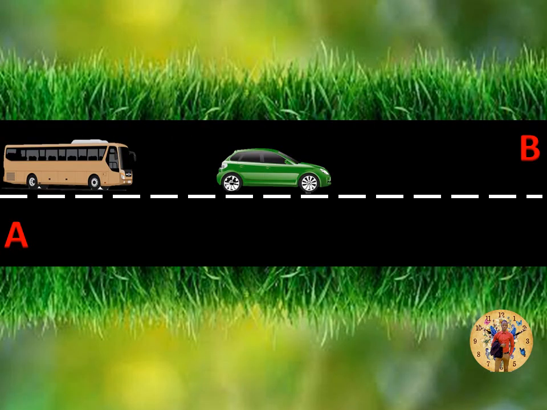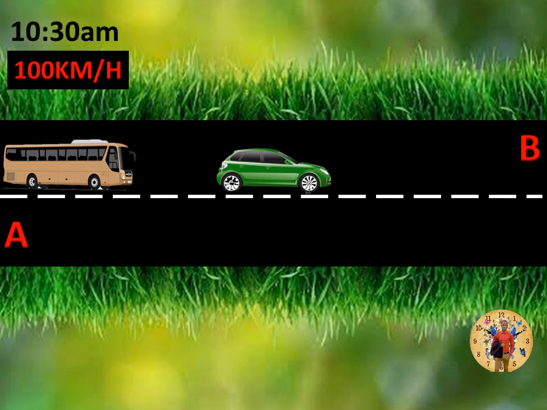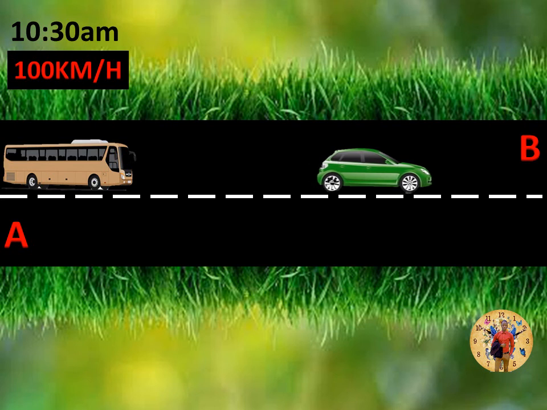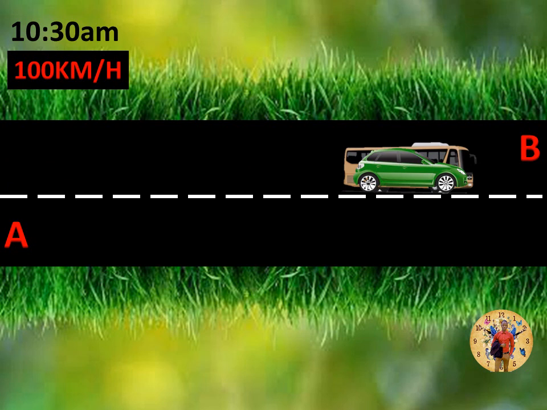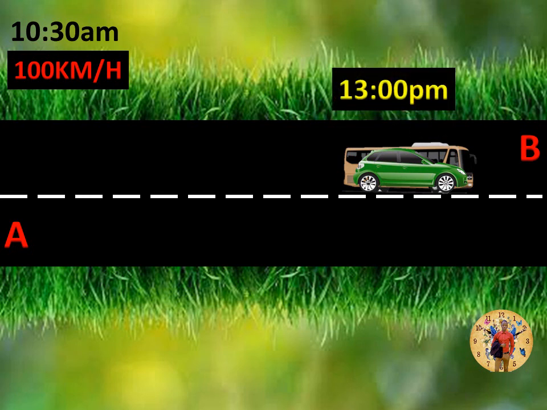So we can illustrate using the two vehicles here. The car is moving at 100 kilometers per hour, and from 10:30 both of them are moving. So the car was moving and it is ahead, as you can see, and at the same time from 10:30 the bus is also moving. So as you can see, they're going to catch up somewhere. At what time are they going to catch up? We have found that it is 1 p.m. So 1 p.m. is the point where the two vehicles are going to meet.